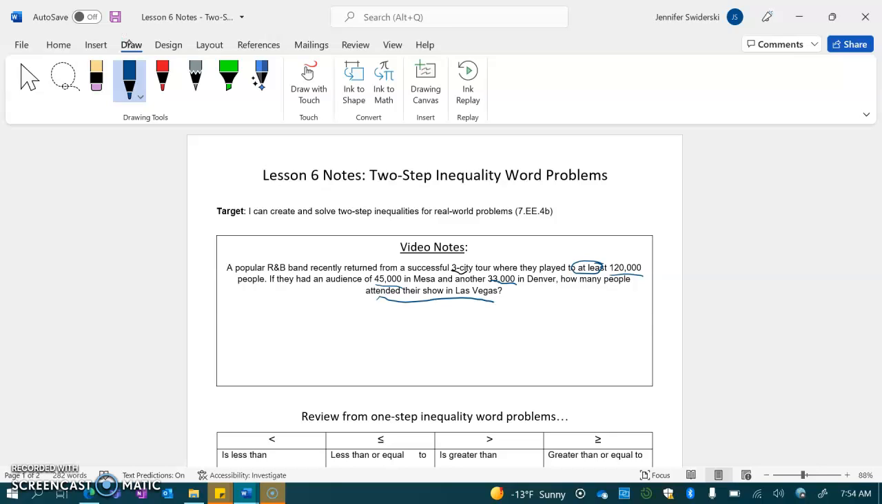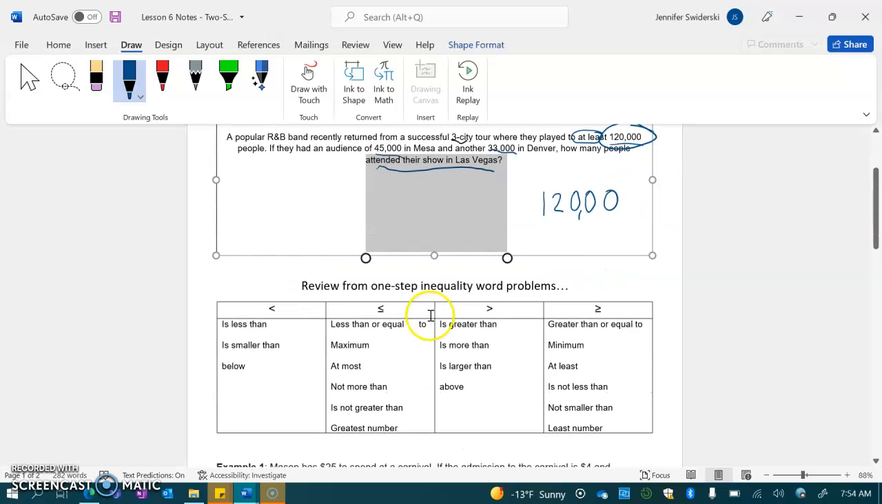So we had a total of 120,000 people. So that's a total at the concerts. It says that there were at least, well, in our notes down below, we know at least means greater than or equal to. So we have at least 120,000 people there.